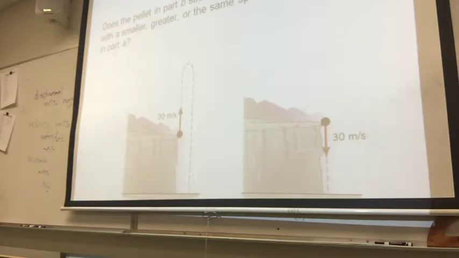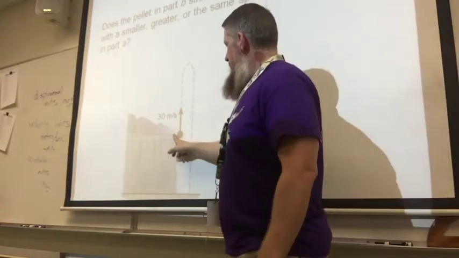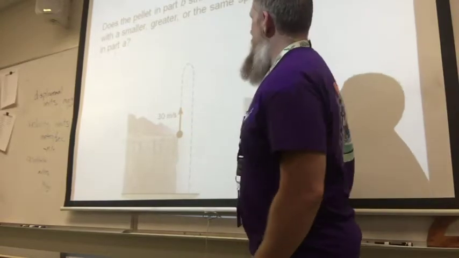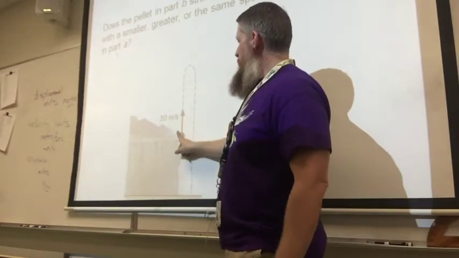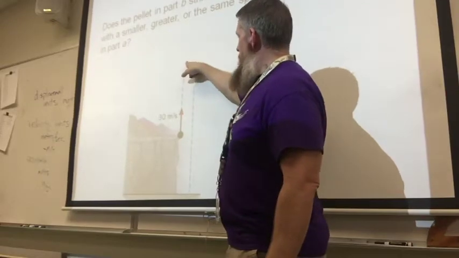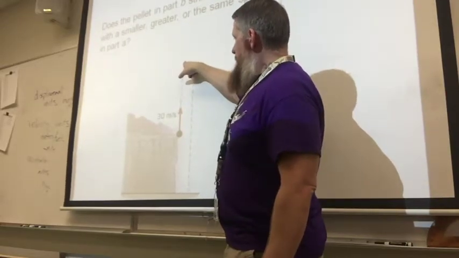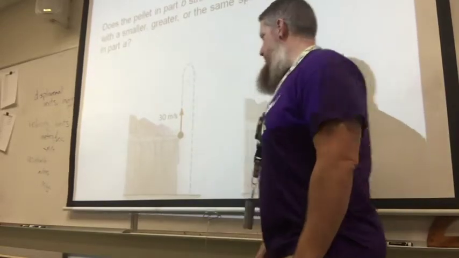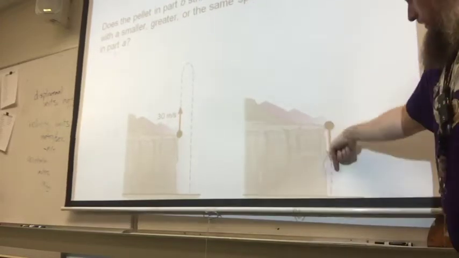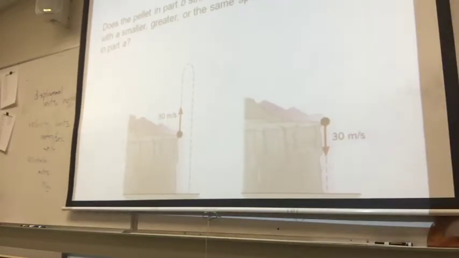All right. You don't know what's going on. This is someone shooting, let's say a pellet. Someone shot one up straight in the air at 30 meters per second. It hits a peak where it can't go any higher, then it turns around and comes down. Here, they're shooting it straight down at 30 meters per second.